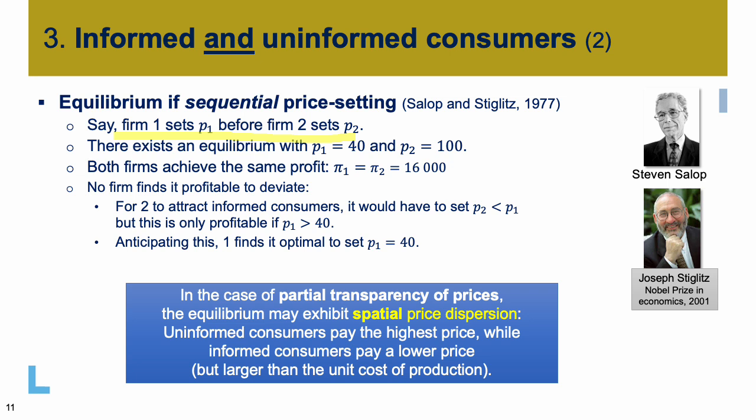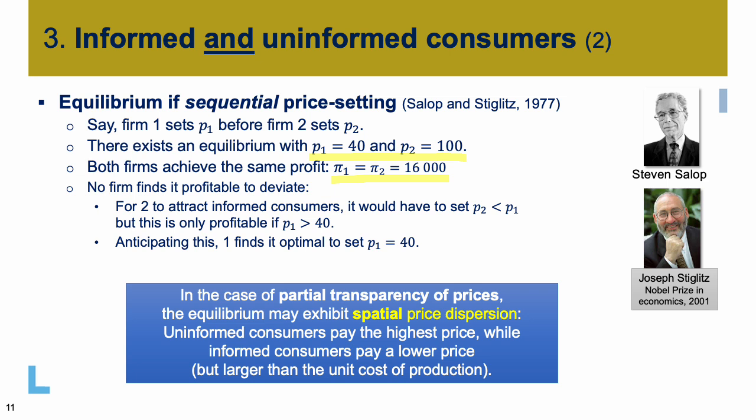Okay? Well, in that case, Steven Salop and Joseph Stiglitz have shown that there exists an equilibrium with P1 equal to 40 and P2 equal to 100. Okay, so firm 1, setting the price first, would set a sufficiently low price to attract both types of consumers, its own uninformed consumers, and all the informed consumers. And observing this, firm 2 will prefer to concentrate on its uninformed consumers. At equilibrium, both firms, you can check, make the same profit of 1600.